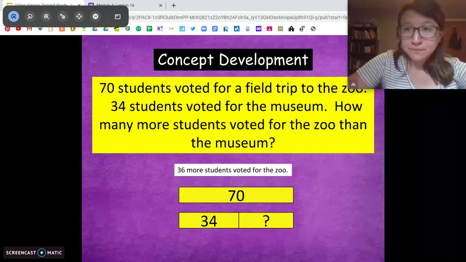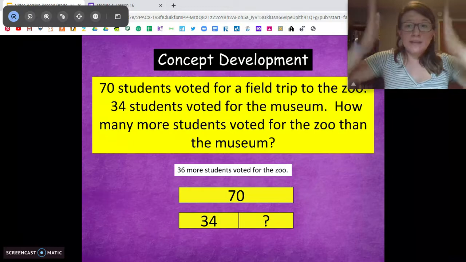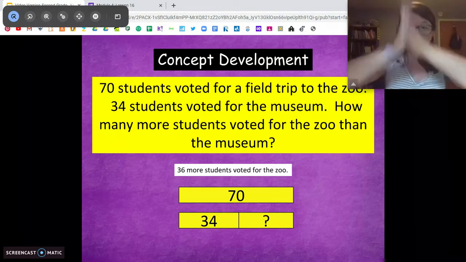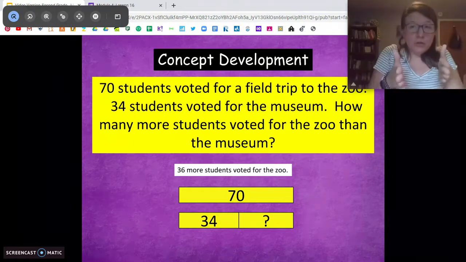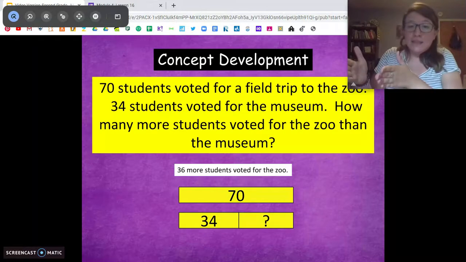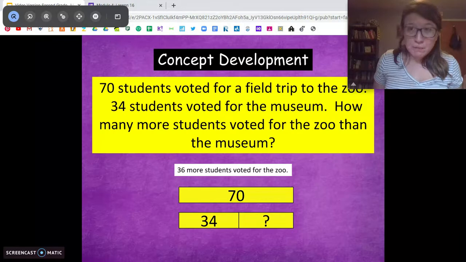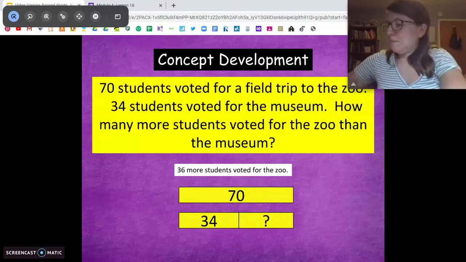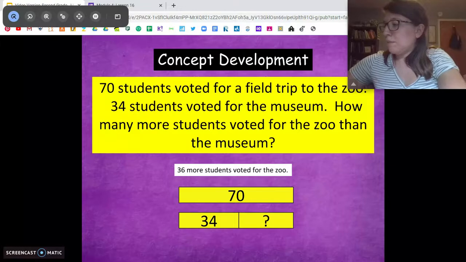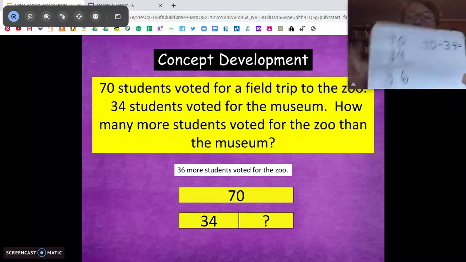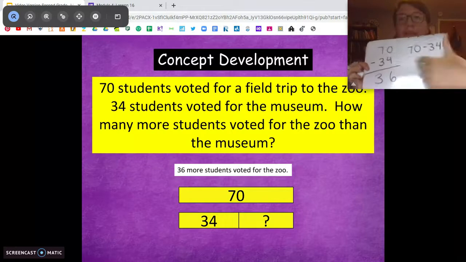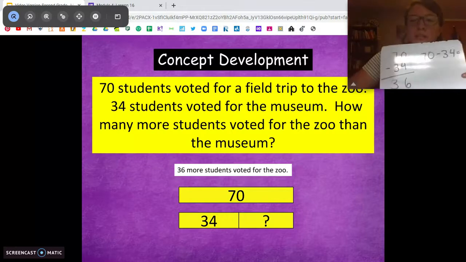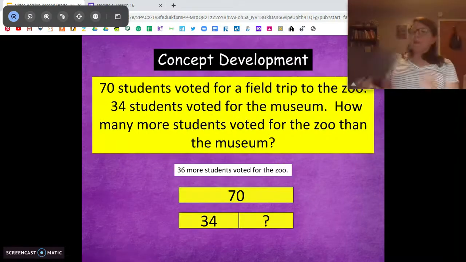All right, let's try tape diagrams. So 70 is our whole. 70 kids voted for the field trips. We have 34 as a part, and then we have the other part is an unknown, similar to a number bond. So you're going to subtract 70 minus 34. And 70 is already a group of a 10, so it's easier for you to subtract, and you're going to get to 36.